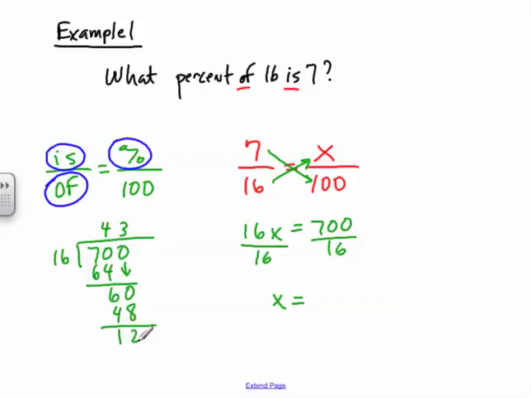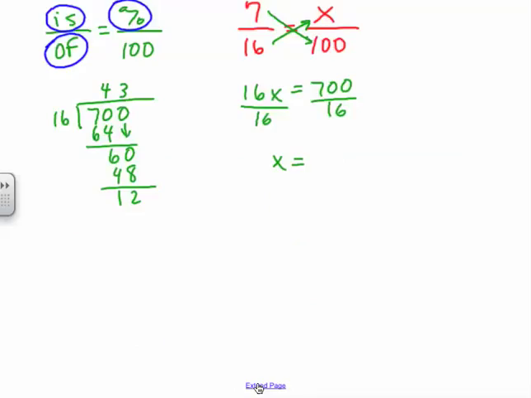Now guys, I can keep going here and get a decimal if I'd like. Or, you guys know that I can write this as a mixed number also. I can write this as 43 and 12/16. The remainder always goes over the divisor. Okay? But I need to reduce that 12 over 16. Right? 4 goes into both of those. 4 goes into 12 3 times, and 4 goes into 16 4 times. So my final answer is 43 and 3/4.